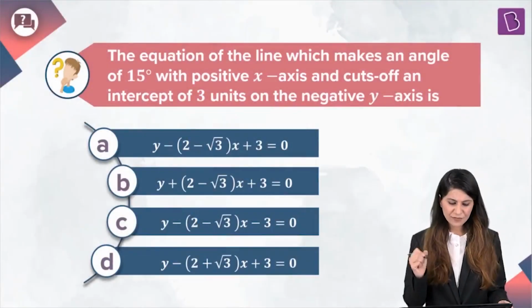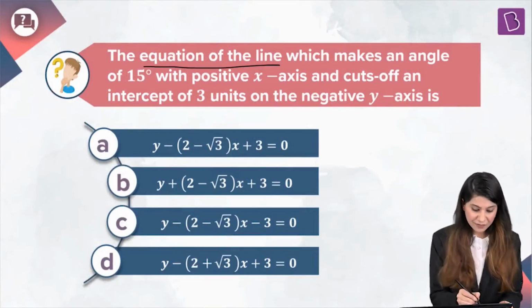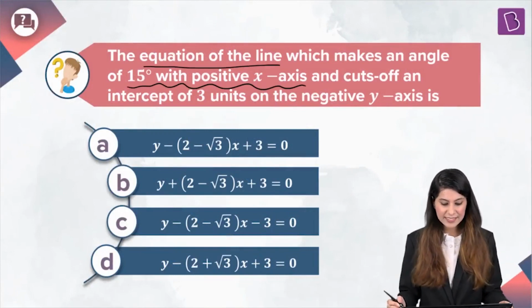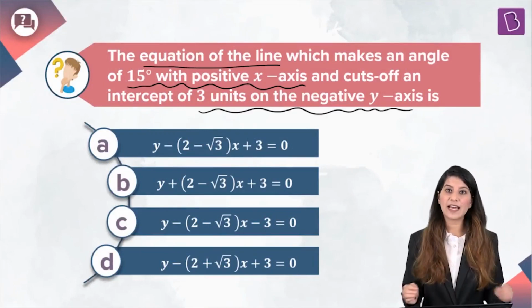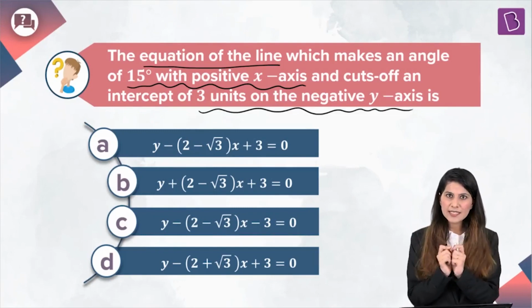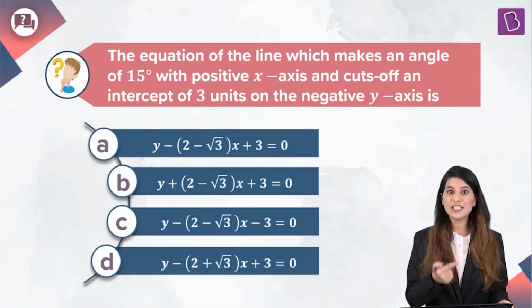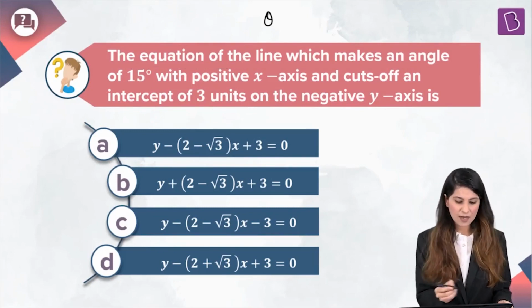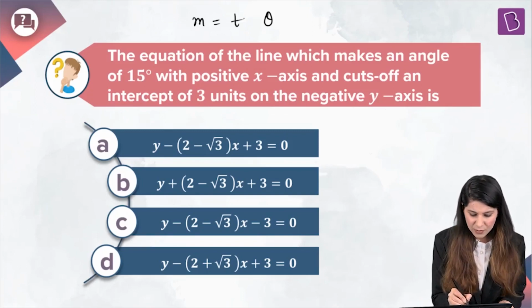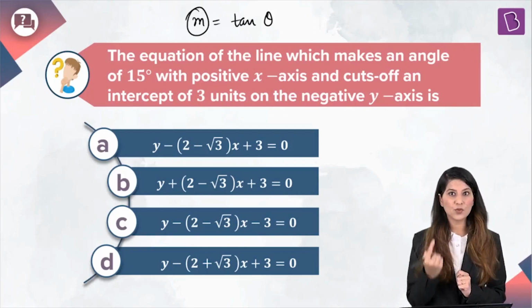In this question, we need to figure out the equation of a line which makes an angle of 15 degrees with the positive axis and cuts off an intercept of 3 units on the negative y-axis. Let's understand this one by one. We are given the angle of inclination theta. If we know theta, then by the formula m equals tan theta, we will know the slope of this line.